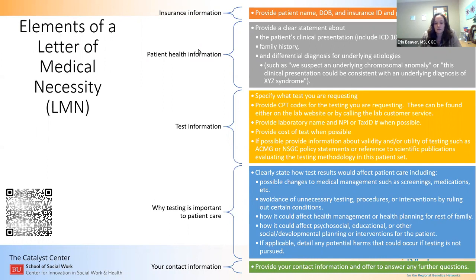I think many of us assume that whoever's reviewing these cases on the payer side knows this information, but they may not, and so it's very good to outline this. So you want to include any possible changes to medical management, any avoidance of unnecessary testing that this would allow us to know about. Any information that is relevant to the health management and health planning for the rest of the family. I think that it's also valuable to have how testing information could affect psychosocial support, educational support, social support, that kind of stuff, or interventions for this patient.